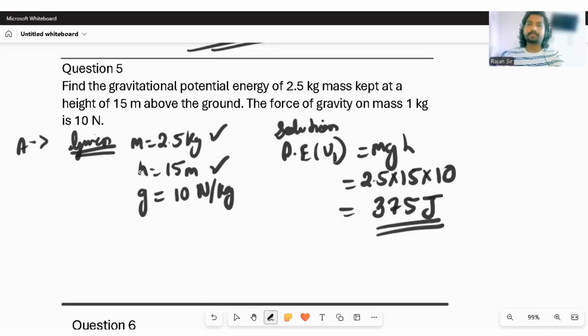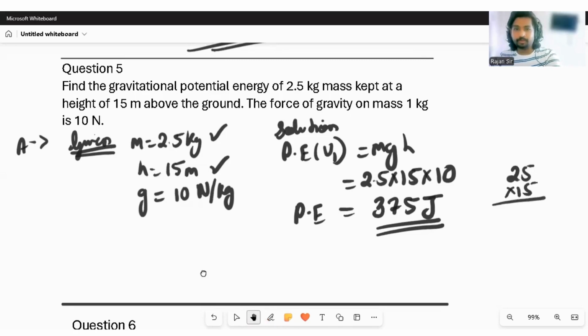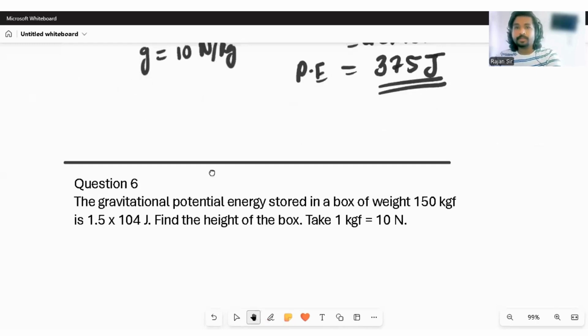Yes, that's right. I hope you got it. You can actually multiply comfortably, no problem. 25 into 15, you'll get the same answer. Take your time, but make sure you're not leaving it. Let's go to the next one.